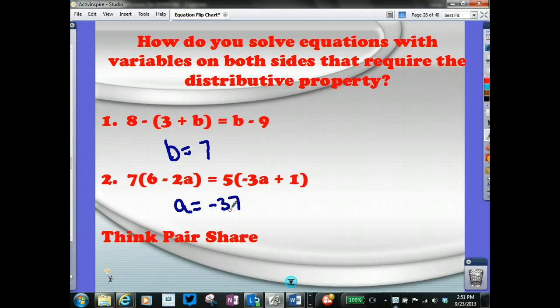What I want you to do is take a minute, find somebody in your house, and share with them, walk them through the steps to solving one of these two problems. Again, don't forget number 1. Don't forget that negative. That can be tricky and throw you off easily.